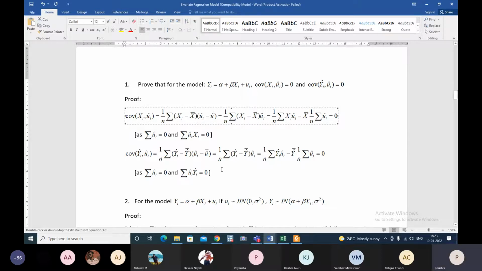Covariance between Xi and U hat I. We are proving that to be equal to 0. And if the covariance is 0, then the correlation coefficient will also be 0, assuming that sigma X and sigma Y are different from 0.